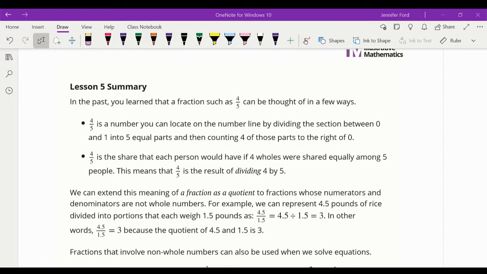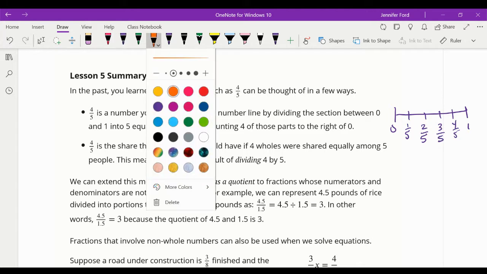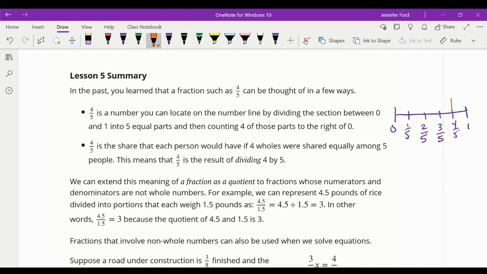Okay, so lesson 5 summary. In the past, you learned that a fraction such as 4/5 can be thought of in a few ways. 4/5 is a number you can locate on a number line by dividing the section between 0 and 1 into 5 equal parts, and then counting 4 of those parts to the right of 0. So if this is my number line, 0 and 1, and we're going to do 4/5, so we're going to put 1, 2, 3, 4 lines makes 5 spaces. This is 1/5, 2/5, 3/5, 4/5, and then 1 is 5/5. So the number 4/5 is that number right there, 4/5.